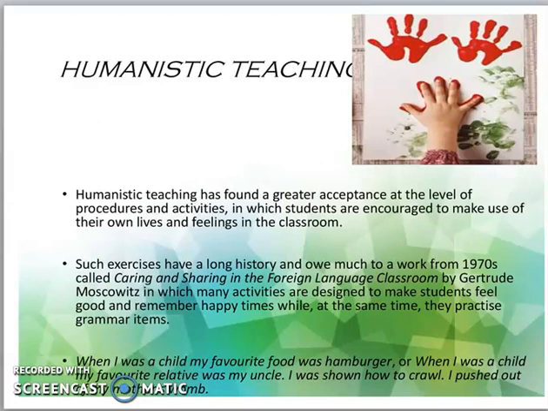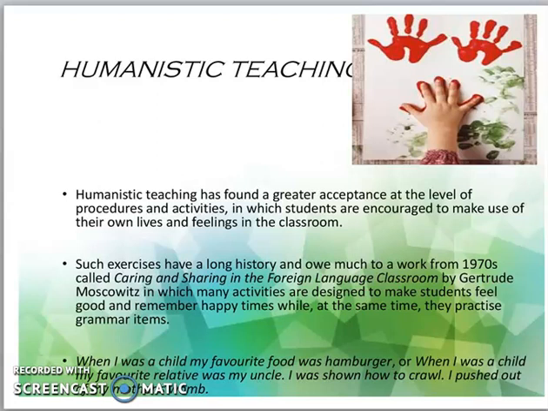Humanistic teaching has found a greater acceptance at the level of procedures and activities, in which students are encouraged to make use of their own lives and feelings in the classroom. Such exercises have a long history and owe much to a work from the 1970s called Caring and Sharing in the Foreign Language Classroom by Gertrude Moskowitz, in which many activities are designed to make students feel good and remember happy times while at the same time they practice grammar items.